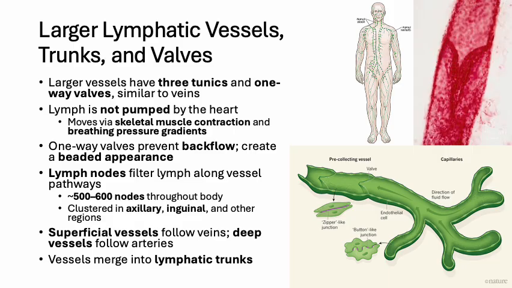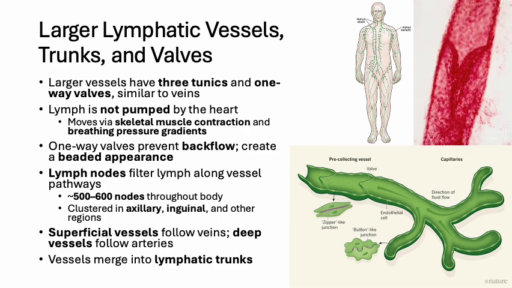As lymph travels through these vessels, it passes through the lymph nodes where it is filtered for debris and pathogens. The human body contains approximately 500 to 600 lymph nodes, which are positioned at intervals along the lymphatic vessels. Some are more prominent clusters of lymph nodes, like the ones found in the axillary region near the armpits and the inguinal region near the groin.